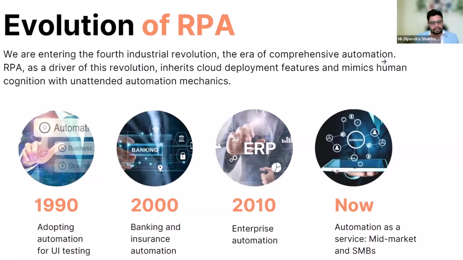Then in 2010, it was called enterprise automation. A lot of ERPs, SAP, all those sorts of applications were getting automated. There were a lot of use cases, and now automation is a service, is a concept. So now not only large organizations or enterprises are availing this, even small and medium businesses can also benefit or leverage these automations. So that's how we have navigated so far. And next, the future is RPA and AI.